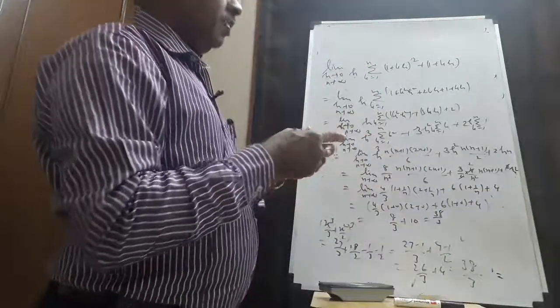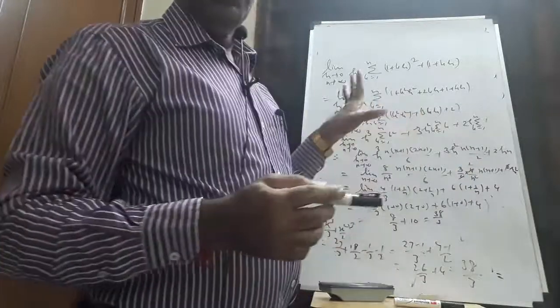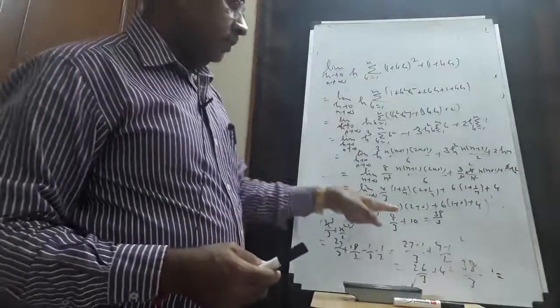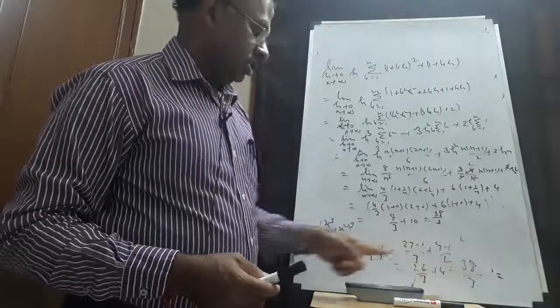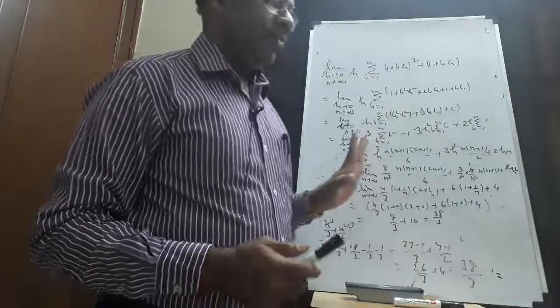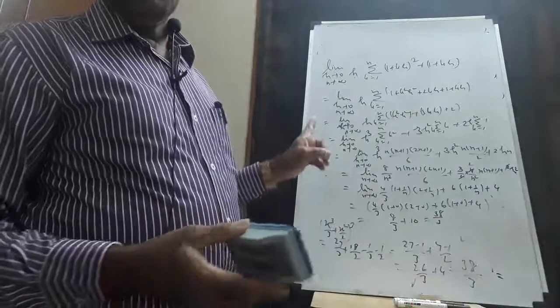Sorry, I made a mistake by writing one more by 2 over here in the previous case. Please make the correction and learn. And the answer here is 38 by 3. It tallies with what I have done by the direct method. Okay, I'll try to see to it such mistakes won't happen further.